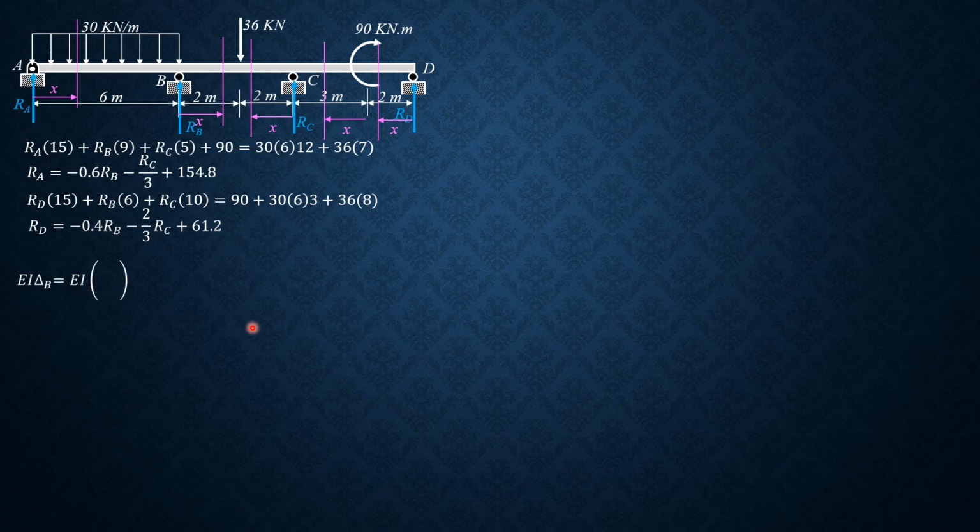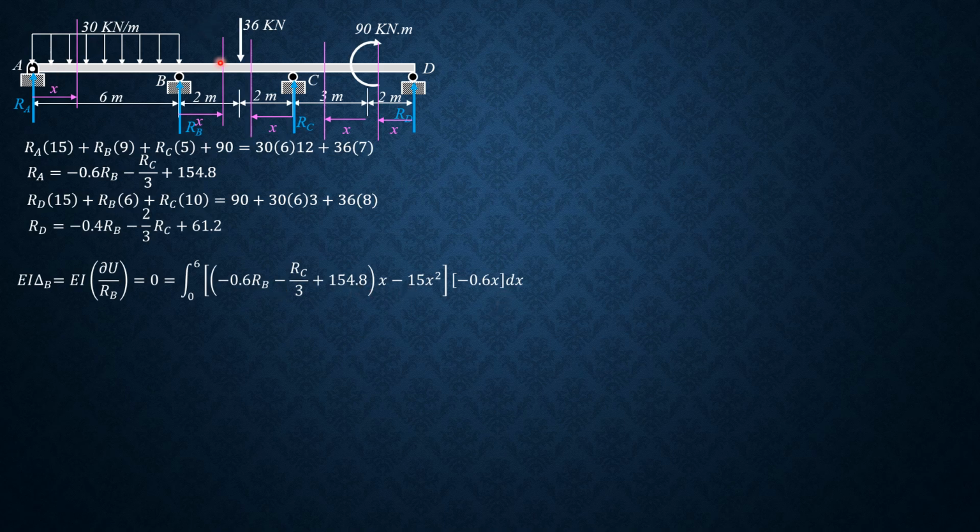So EI delta B is EI partial of U with respect to RB equals 0, equals integral in this section. RA is negative quantity 0.6 RB minus RC over 3 plus 154.8 times X, minus 30 times X times 6 over 2, or 15x squared. Then the derivative of this moment equation with respect to RB is negative 0.6x dx.